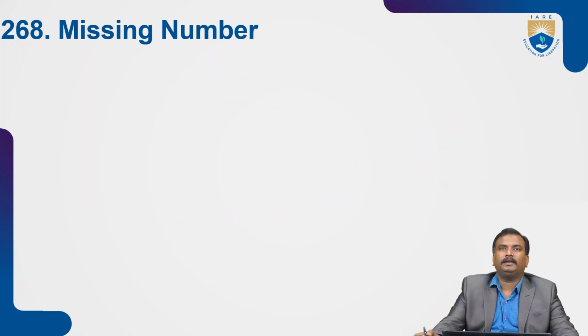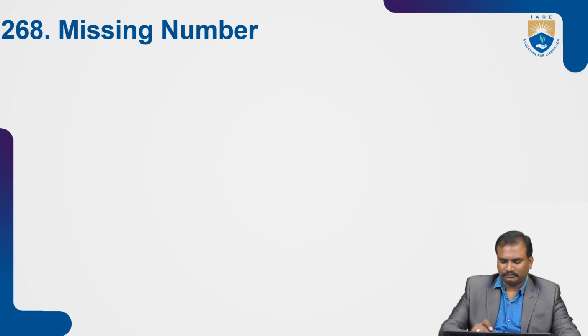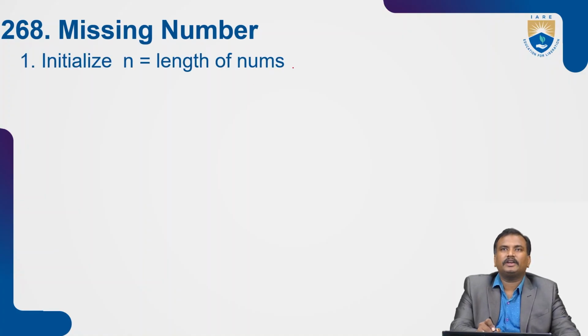And how to find, that is how to write the code for this. First we are going to initialize n is equals to length of nums. First I am giving the pseudo code, then after I will provide you the actual code for this program in Java. Okay, so initialize n is equals to length of nums. So we are going to calculate the length of the array.